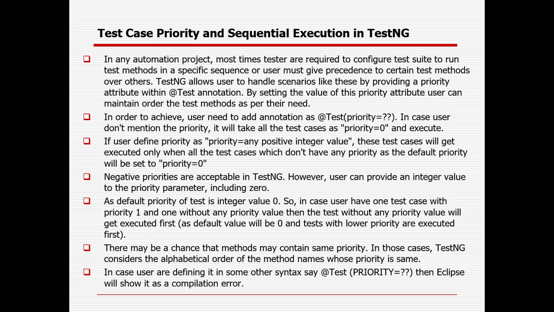So the lowest value will be executed first and the highest value will be executed last. In case you are not giving any priority, it will take the default priority as 0. And in case multiple test cases have the same priority, then they will be executed based on alphabetical order again. So that is the way, right? You can prioritize multiple test cases and do sequential execution with the help of TestNG. I will take a pause again, guys.